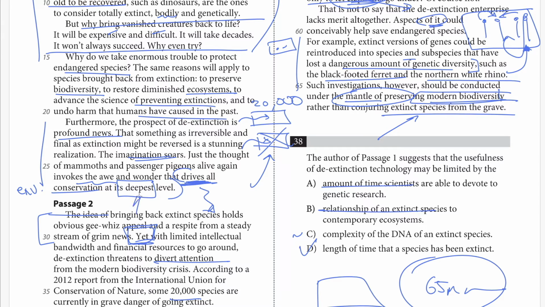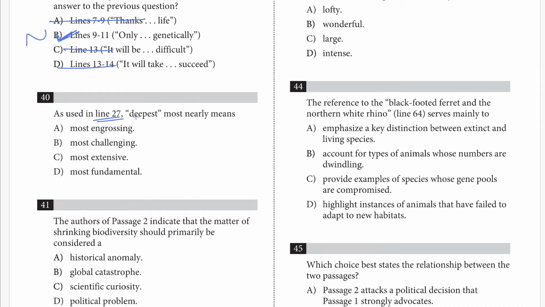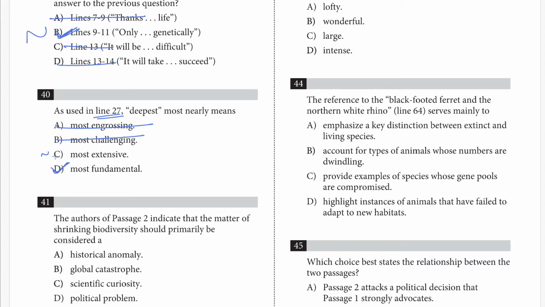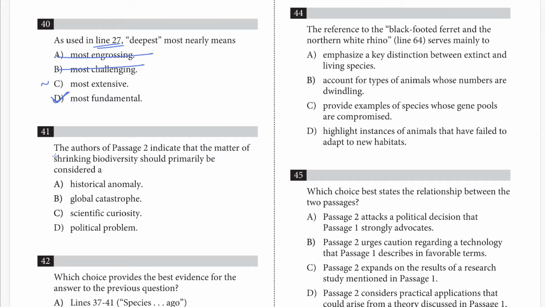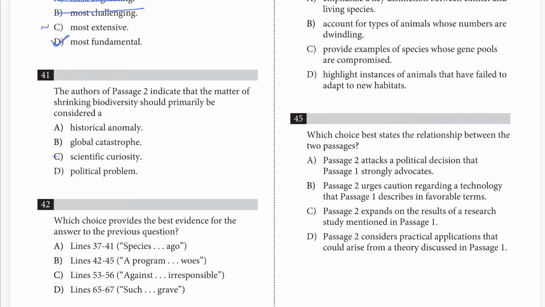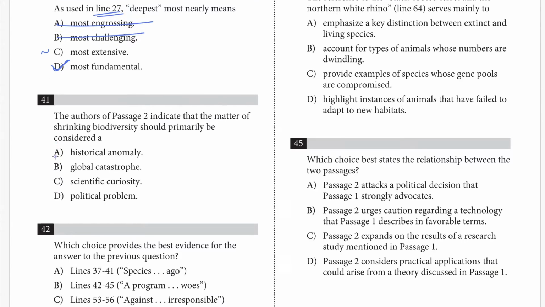So this means it's at its very basic level, right? Things will change altogether. Okay, now let's see the answers. Engrossing, no. Challenging, no. Extensive? Maybe, but fundamental sounds the most correct because fundamentally the whole idea is going to change, right? It's like moving from arithmetic to algebra, right? You totally fundamentally have to change your thinking, or from algebra to calculus, right? You have to fundamentally change the way you think about math. It's the same way the conservation is going to change its approach when we have this new technology.